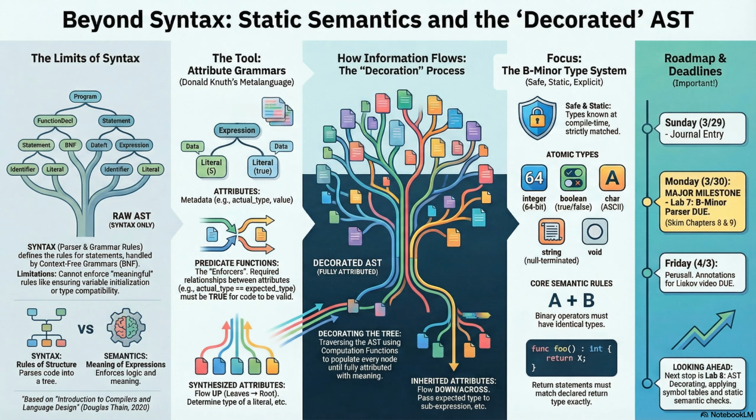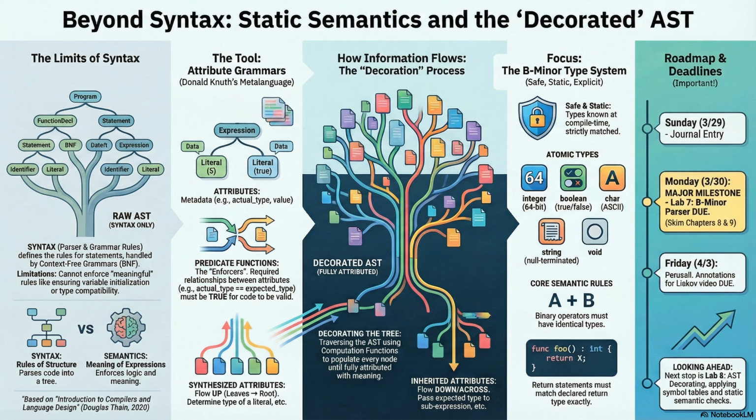But this creates a pretty interesting architectural problem. If the parser just gives us a structural AST and that tree doesn't inherently contain any of this logical meaning, how does the compiler actually enforce these rules? Well, we have to force the AST to hold that meaning. We have to add to it. And for that, the notes point us to a concept introduced by the legendary computer scientist Donald Knuth way back in 1968. Yes. Attribute grammars.